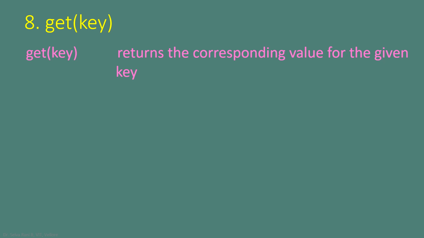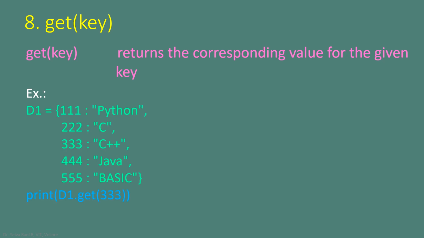Next method is get. To this method, we are passing a key value. This method returns the corresponding value for the given key. For example, let us consider D1 with the 5 courses with 5 keys and 5 values. If we use D1.get(333), it means take the corresponding value for the key 333 from the dictionary D1. Now the output would be C++ on the screen.